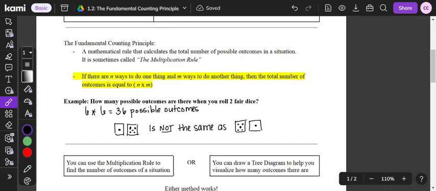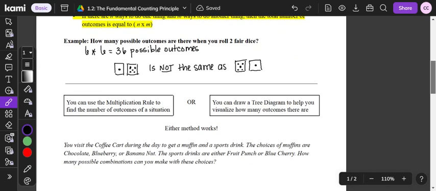However, these are two different possible outcomes. In one of them, the 1 was on the first die and the 5 was on the second die. In the other one, the 5 was on the first die and the 1 was on the second die. Those count as two different things because they're both possibilities. So we're not talking about possible rolls here. We're talking about possible outcomes total. Okay, great. So let's move on.